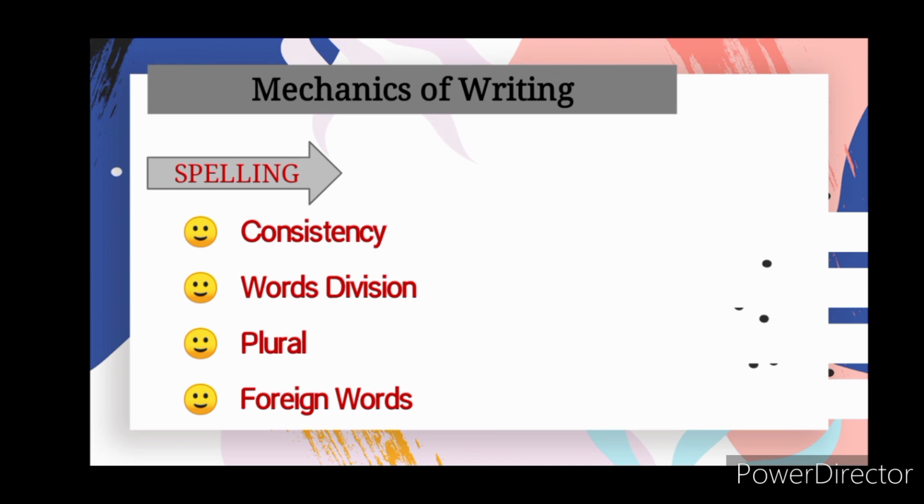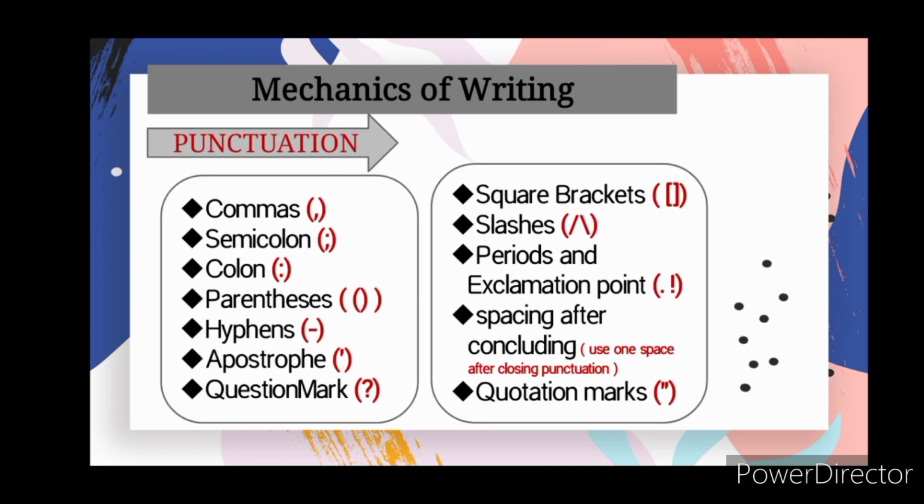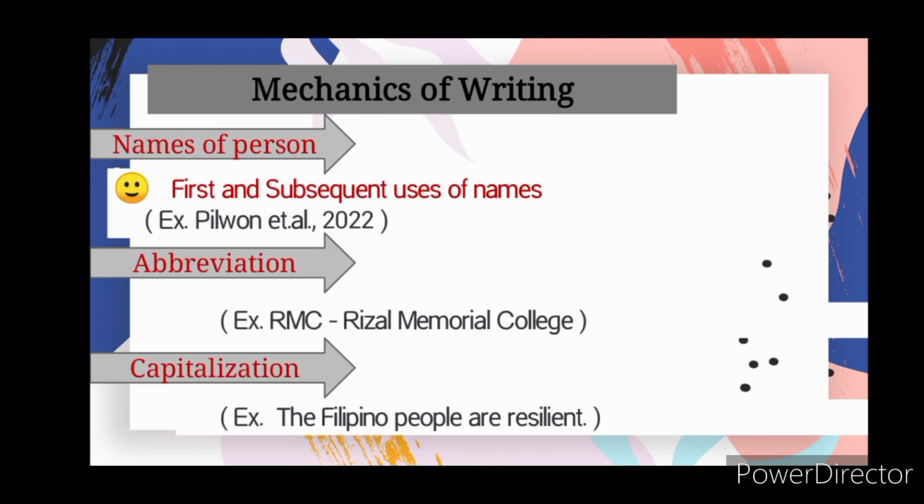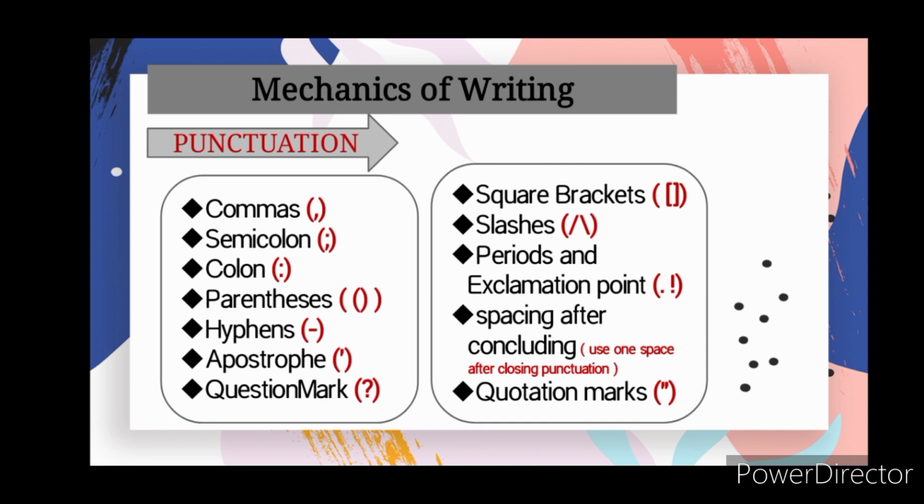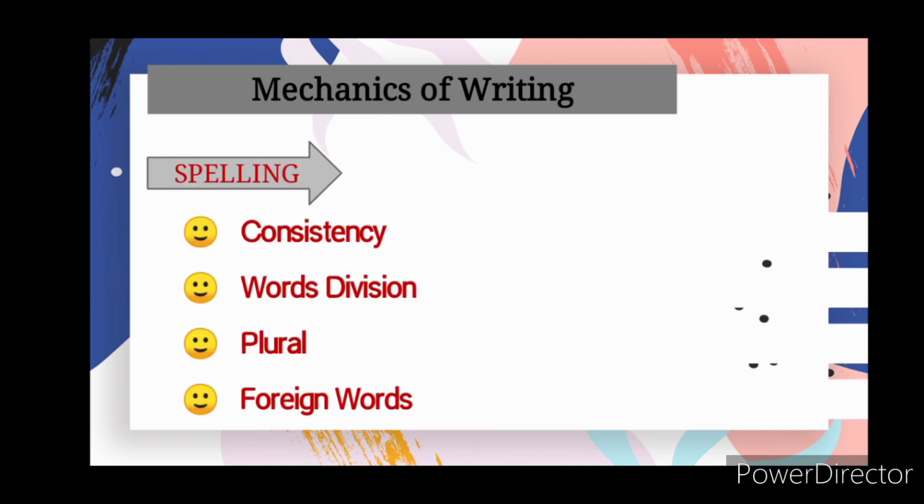The next subtopic we have is the mechanics of writing. There are 5 mechanics of writing, which are the spelling, punctuation, names of person, abbreviation, and capitalization. These 5 mechanics of writing are the rules that govern written language. So for the spelling, it consists of consistency, word divisions, plural, and foreign words.